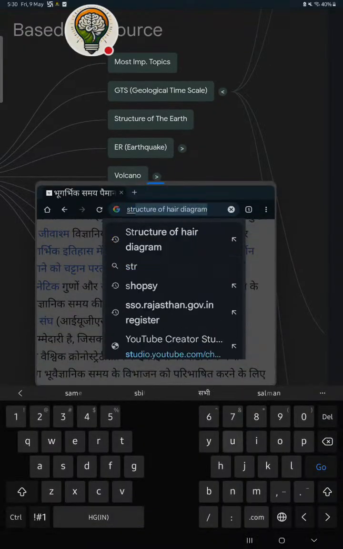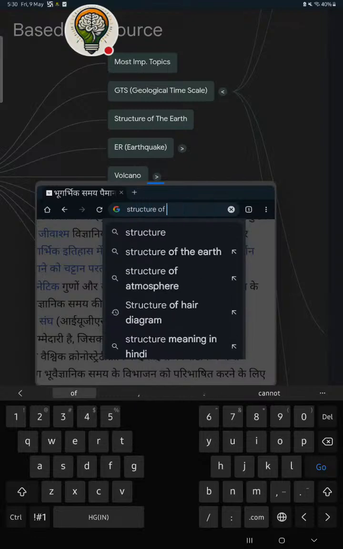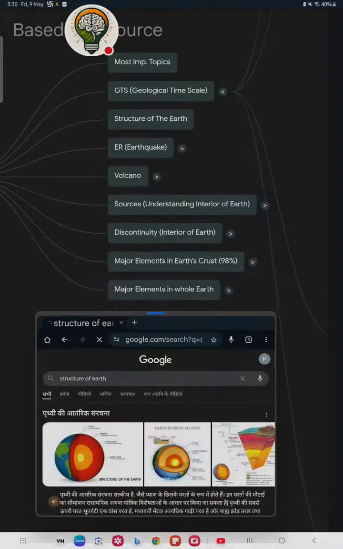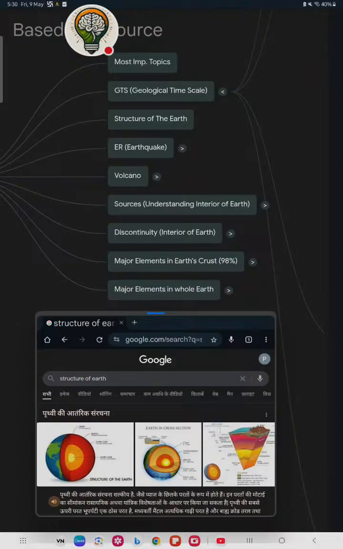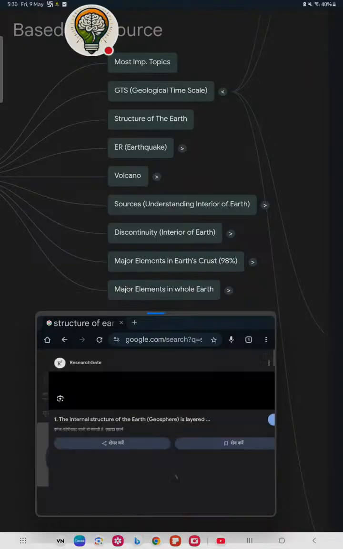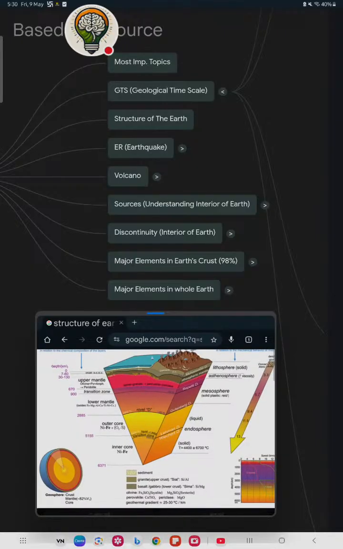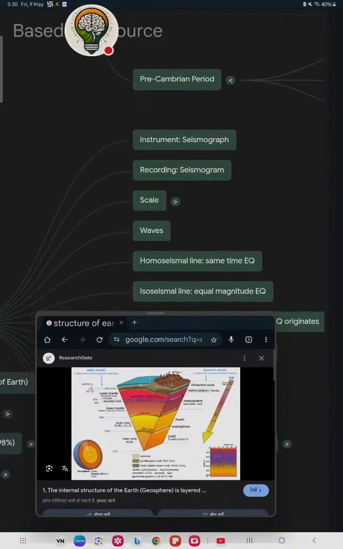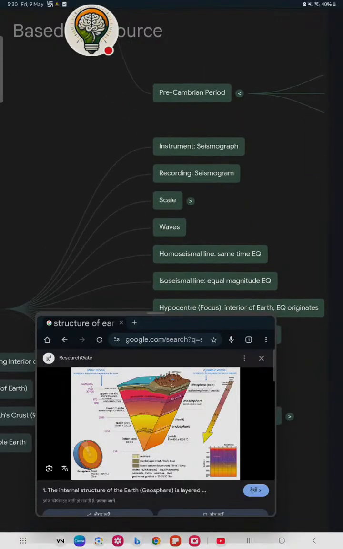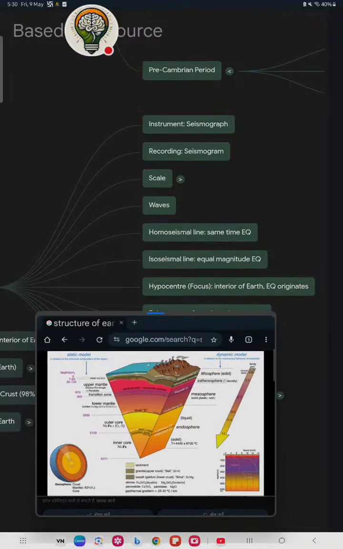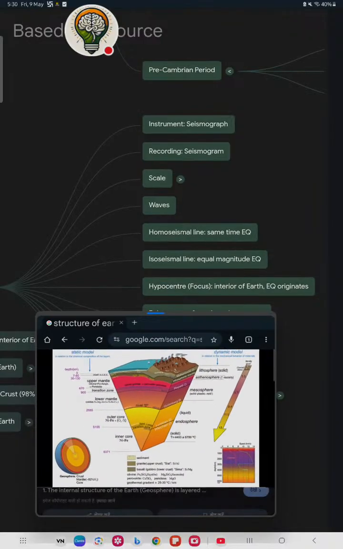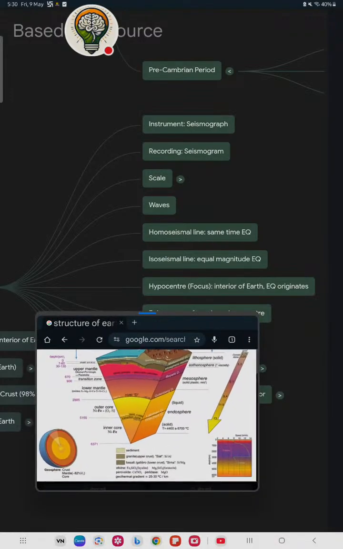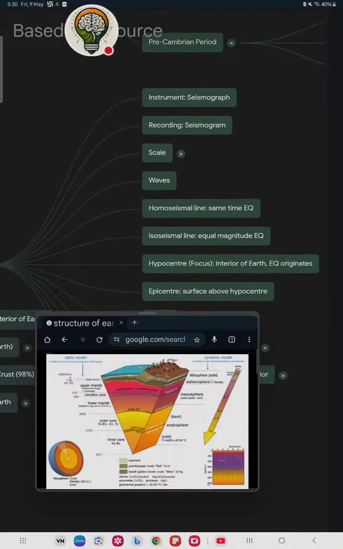So, the structure of Earth. We have seen this in our next chapter. How do we know the Earth's structure? The main means of knowing the structure of Earth is the seismograph, with recording by seismogram.